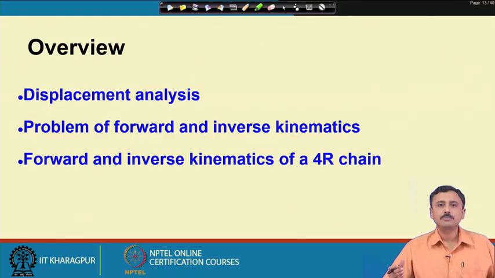I will introduce the problem of displacement analysis. I will discuss the problem of forward and inverse kinematics in the context of kinematic chains, and I will calculate the forward and inverse kinematics of a 4-arc kinematic chain.